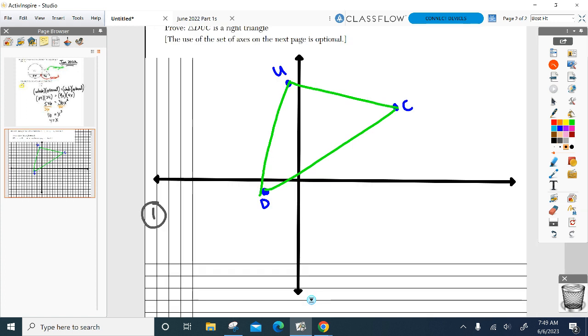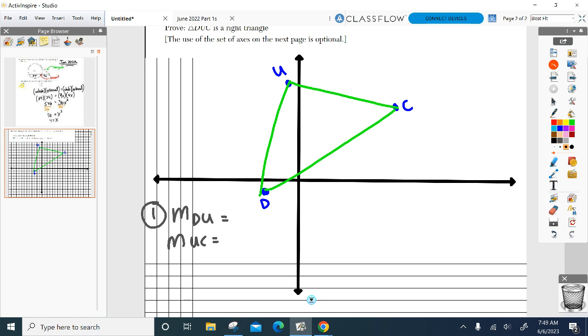Step 1. How am I going to show that that's a right angle? If those two lines are perpendicular, how do I know they're perpendicular? I use their slopes. So the first thing I'm going to say is, let's find the slope of DU and let's find the slope of UC. And hopefully by 2 weeks from now, you'll know how to find the slope. Rise over run, or y2 minus y1 over x2 minus x1. So I'll do that real quick.